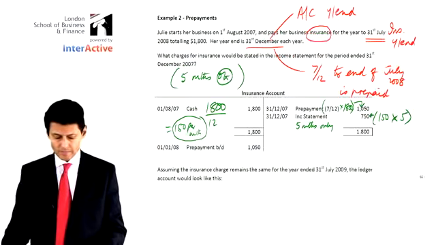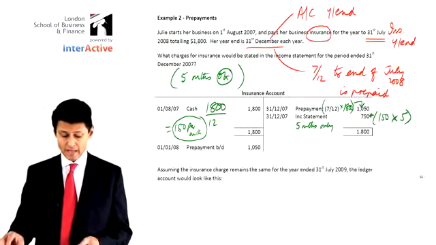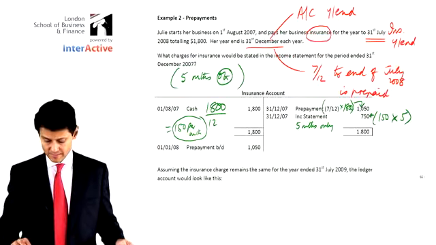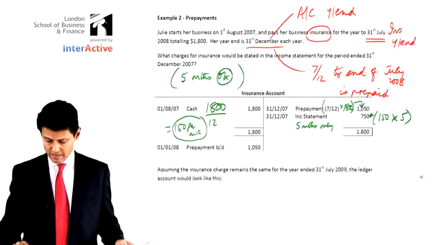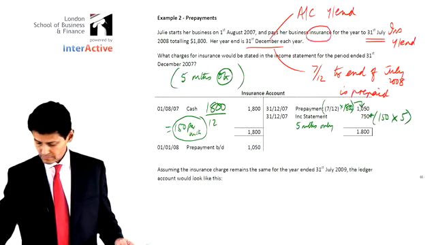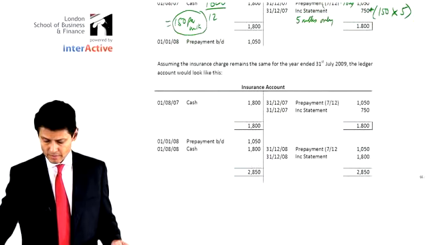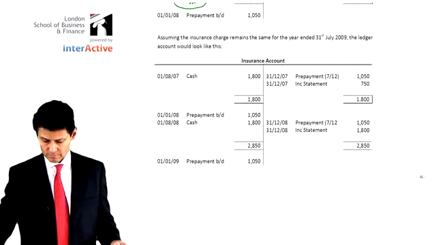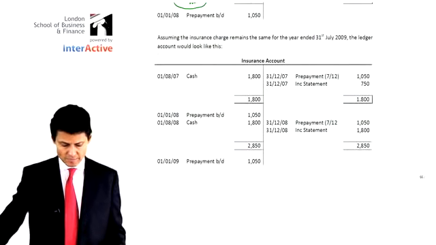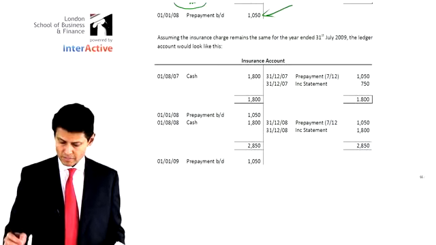So let's have a look. Assuming the insurance charge remains the same for the year ended 31st of July 2009, the ledger account would look like this. The figure of 1050 prepayment obviously comes down to here, and of course that 1050 is reflected down here again.